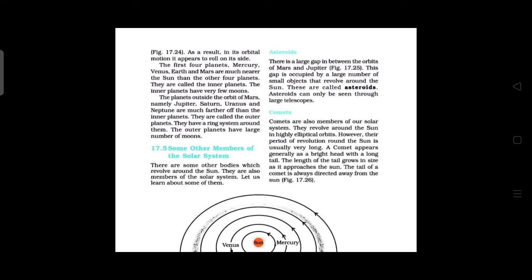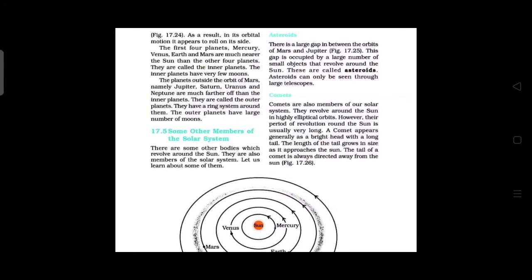Okay. Then about some other members of the solar system. Except these planets, there are some other members of the solar system. Who are they? There are some other bodies which revolve around the sun. They are also members of the solar system. First one is asteroids. There is a large gap between the orbit of Mars and Jupiter. This gap is occupied by what?